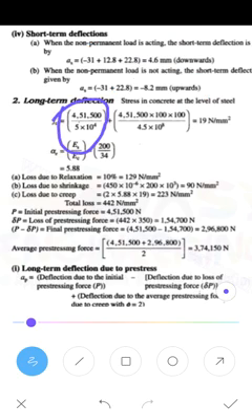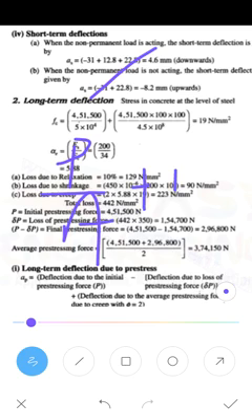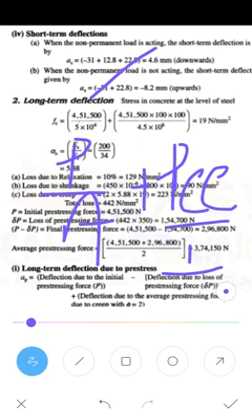In this long-term deflection, this is P by A plus P e divided by I value. This is the formula which is being used. You have to use the P load which we have calculated, that is 4,51,500. The area value is 5 into 10 to the power of 4. The same P value we have put here, write it as it is.